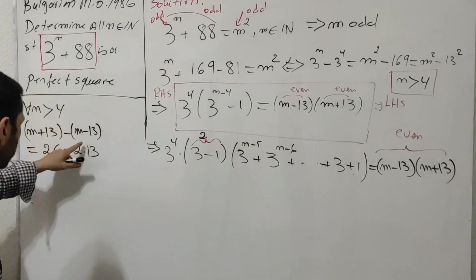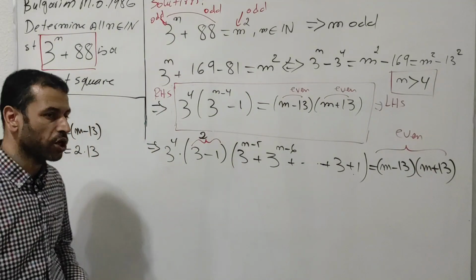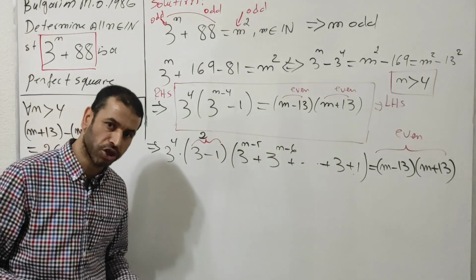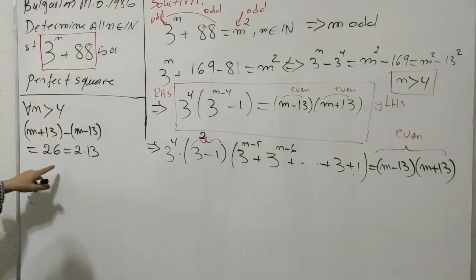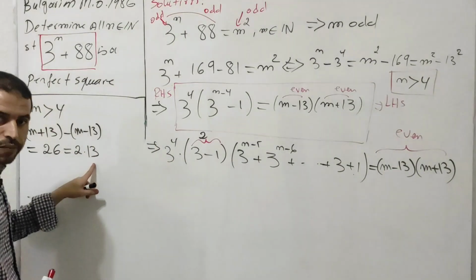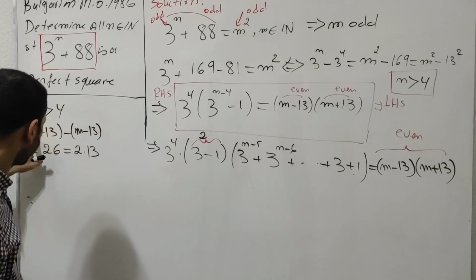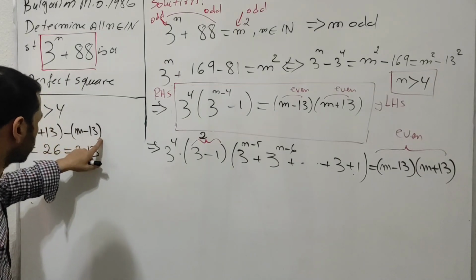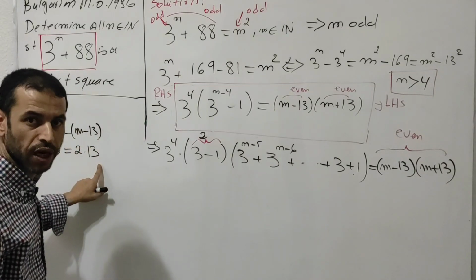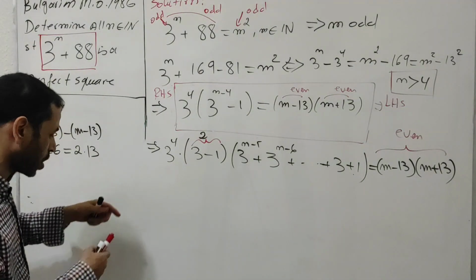We have a linear combination here. The linear combination of two integers is a multiple of their GCD. In addition, since we found 2 multiplied by 13 as a result, that means m plus 13 and m minus 13 both share the number 13 as a common factor. Let's write that down.